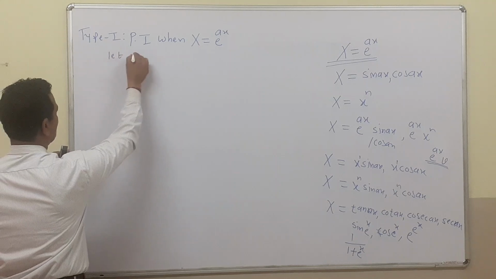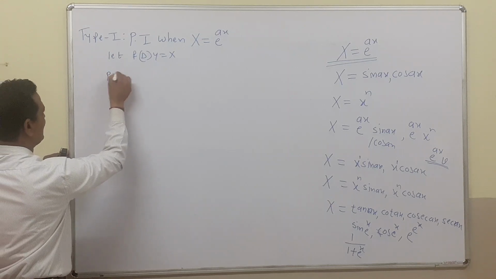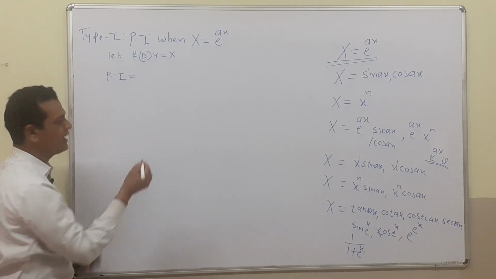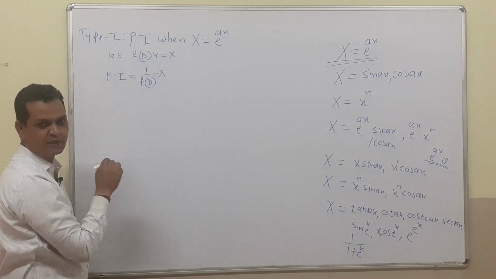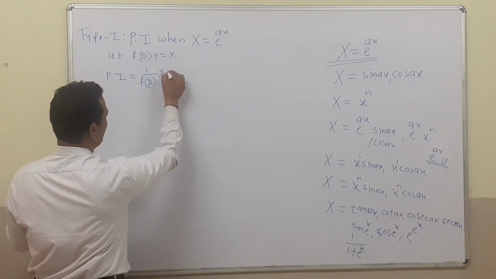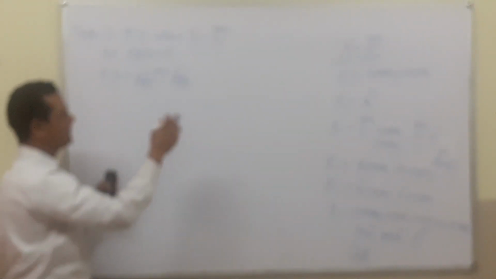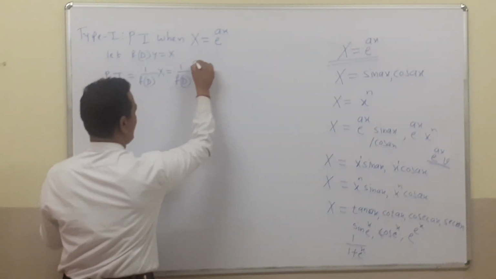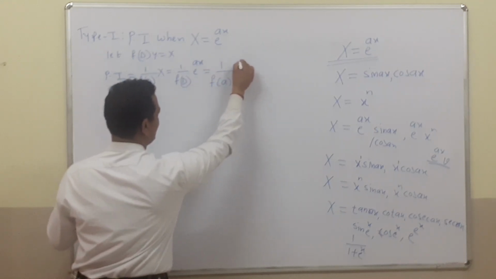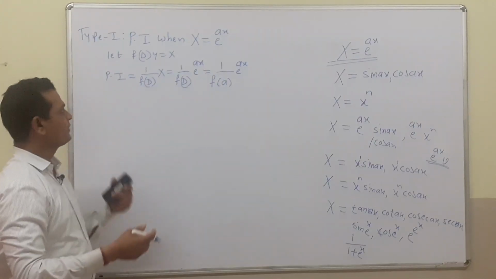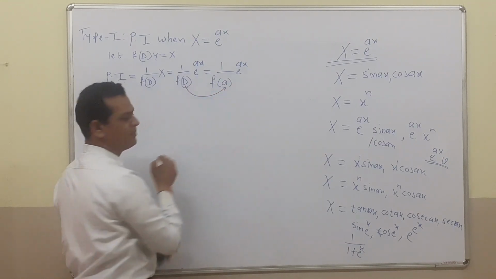So let the given equation be of the type f of D times y is equal to capital X. Then the particular integral of this equation is defined as 1 upon f of D into capital X. So this is the formula of particular integral. We may write this as 1 upon f of D into, put the value of capital X as e raised to ax, which is equal to 1 upon f of a into e raised to ax. That means this particular integral is obtained by replacing the value of D by a.